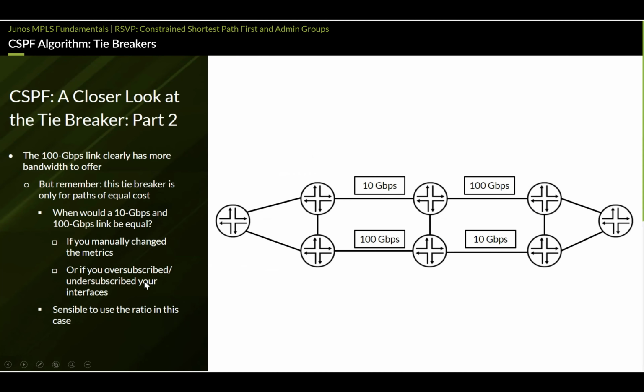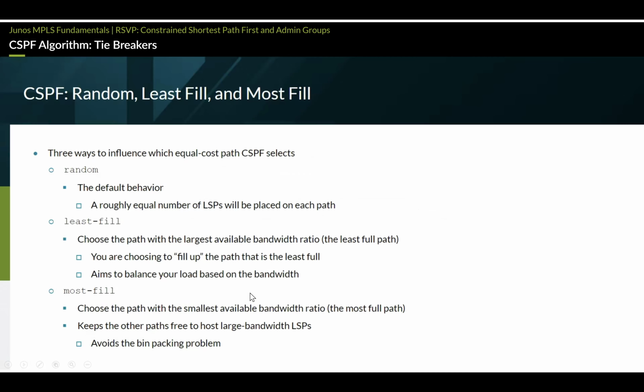So this is your option. You can choose. So CSPF: random, least full, and most full. Random is the default behavior. There are three ways to influence which equal cost path CSPF selects. Number one is random, the default behavior. If you choose random, a roughly equal number of LSPs will be placed on each path.